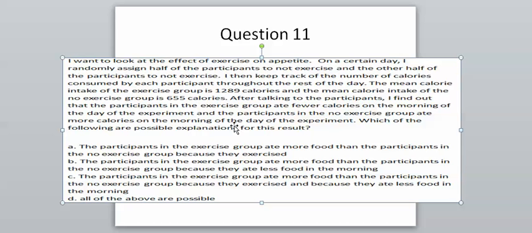And since it's confounded, there's more than one possible explanation. It could be that the participants in the exercise group ate more food because of exercise. It could be that they ate more food because they didn't eat much breakfast, because they had less food in the morning, or it could be because of both reasons.